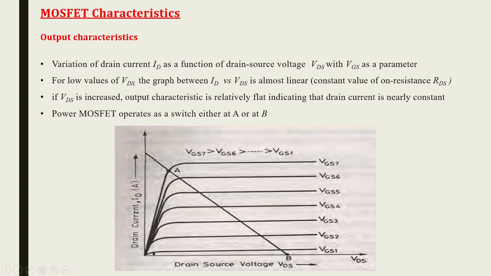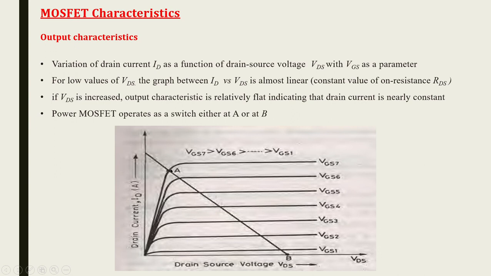As the VDS increases, you can see here the drain current is constant. This is for different VGS. VGS is increasing from here to here. As VGS increases, the current ID is also increasing.